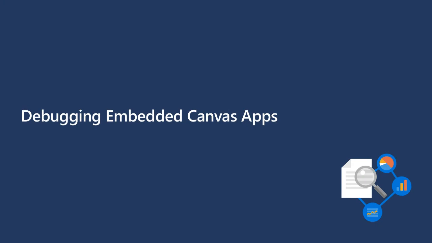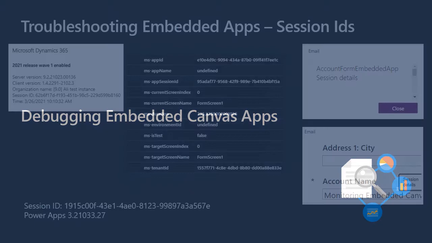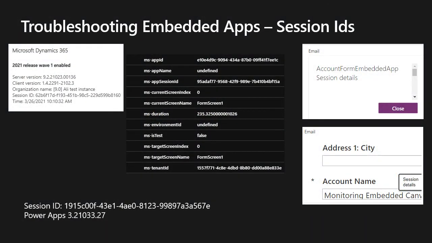Let's take a look at some techniques to debug embedded Canvas apps. When users interact with your embedded Power Apps Canvas app, they may run into particular errors or have questions regarding the rendering of the app, for instance. One trick you can do with support is to inform users on how they can collect session IDs, as well as collect the page source URL for additional troubleshooting.